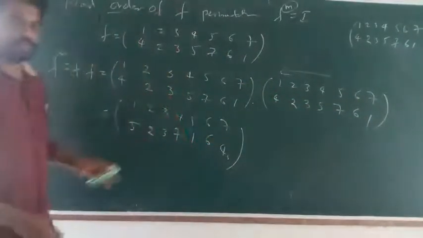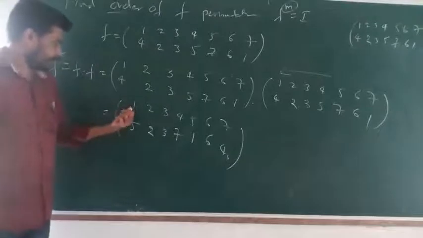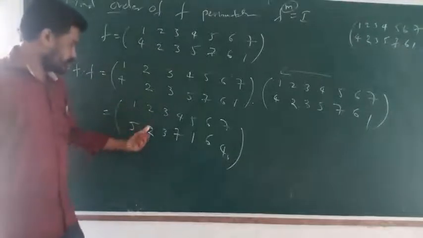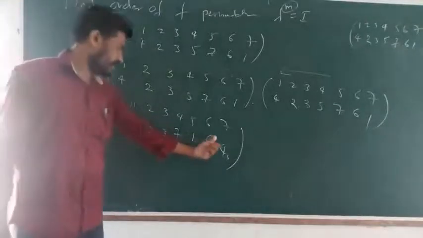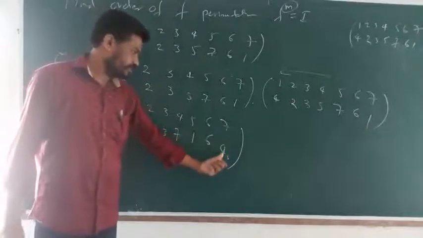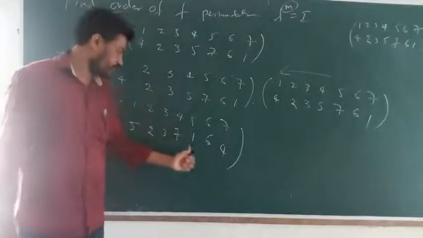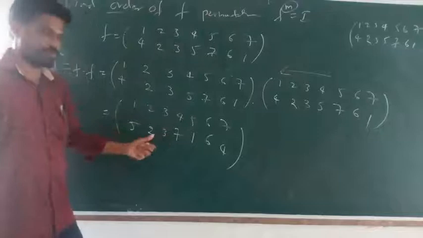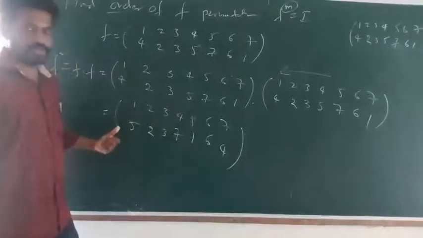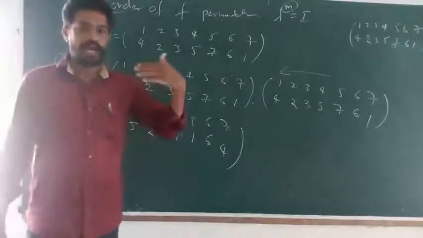This is F square. But 1 maps to 1, no. 2 maps to 2, okay. 3 maps to 3, okay. Next, the remaining elements you can observe: this one is not possible for 7, this side not possible for 5, this side not possible for 4, this side not possible for 1. So this is not called an identity permutation.